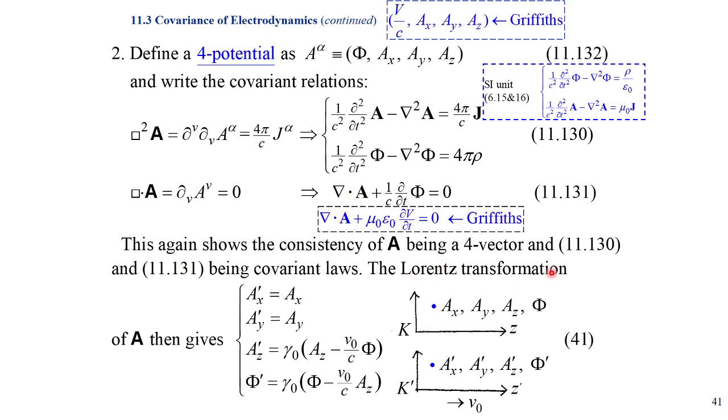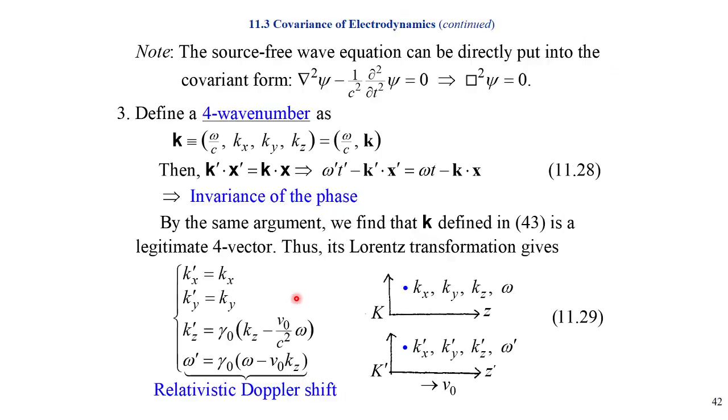The Lorentz transformation of A then gives us this one, once again in the z direction. So A and phi transform in the same way. So the first one we got is the 4 current, and the second one is the 4 potential. That's the 4 potential. Move on.